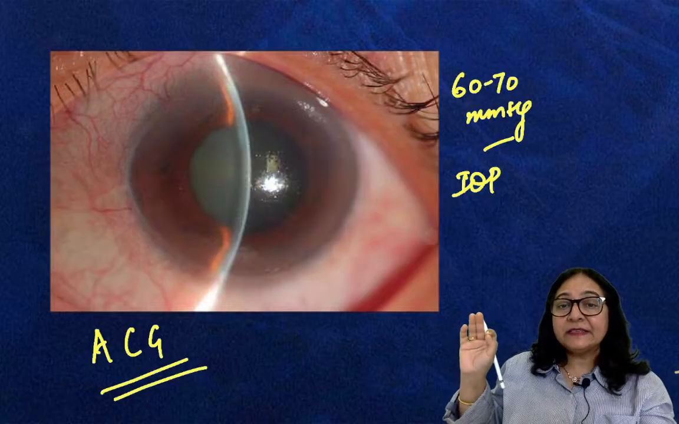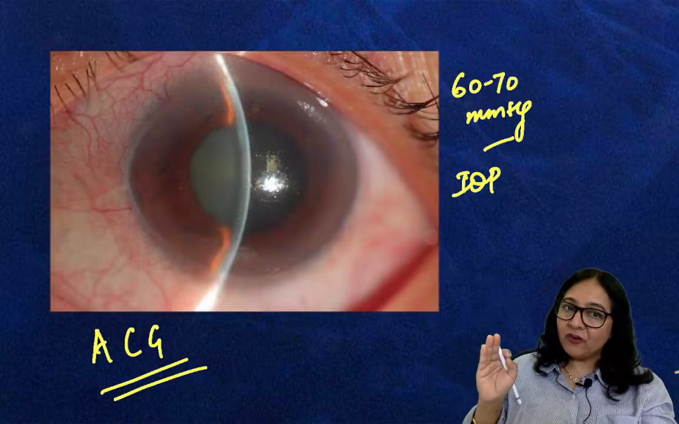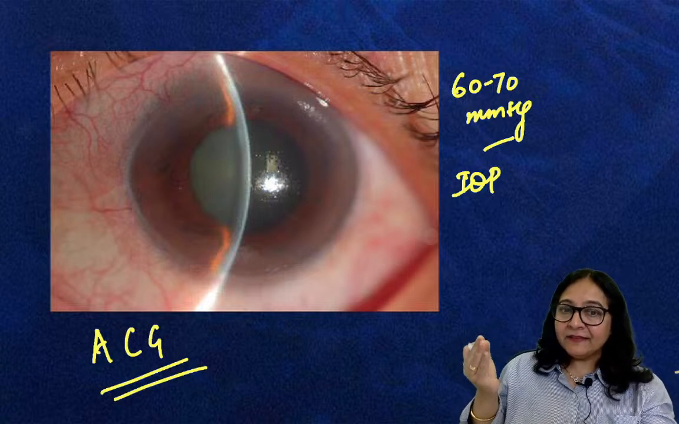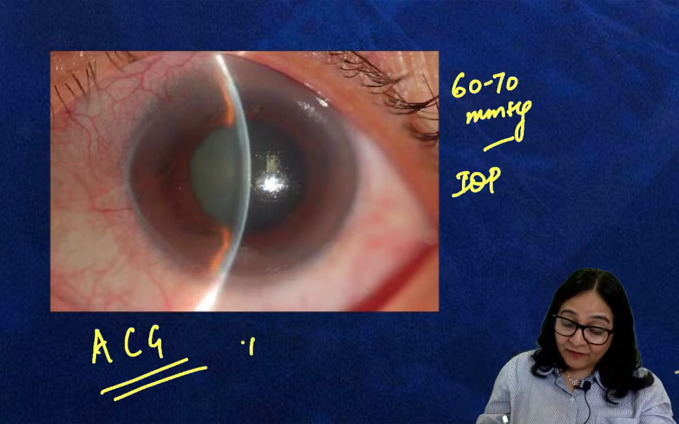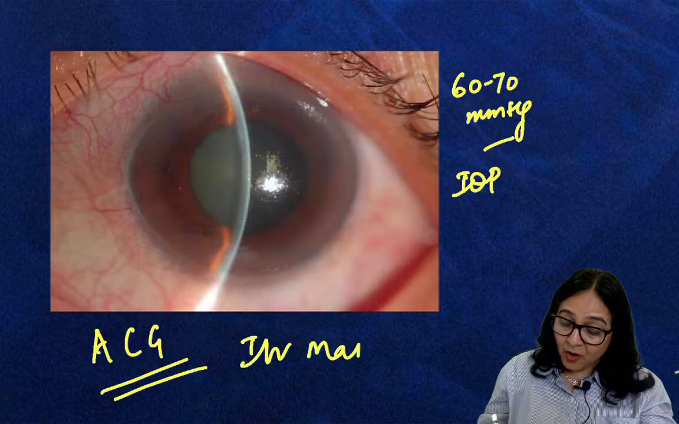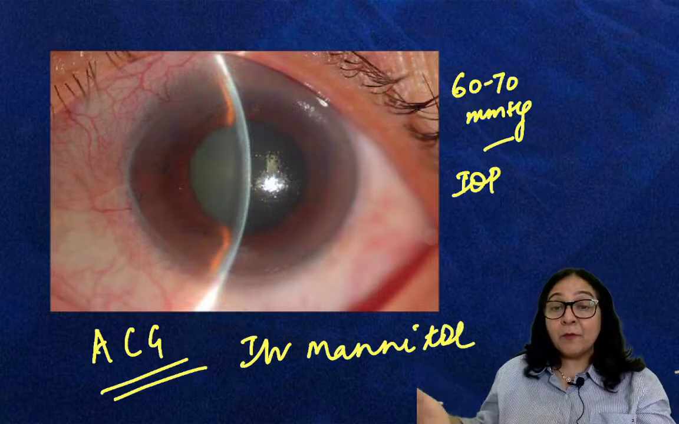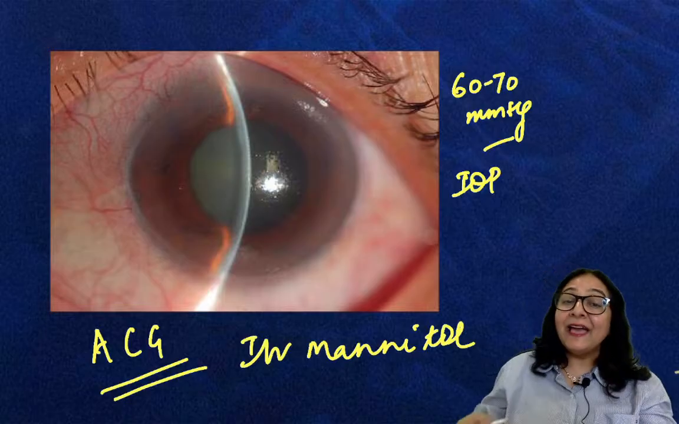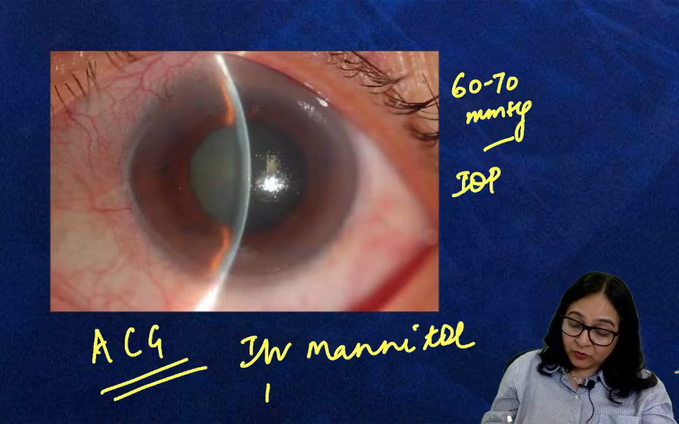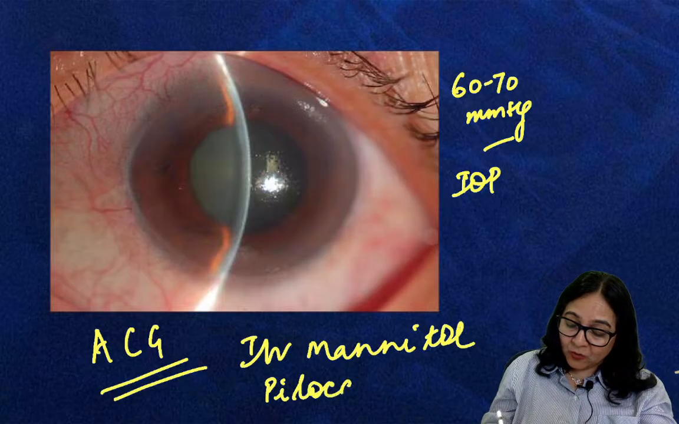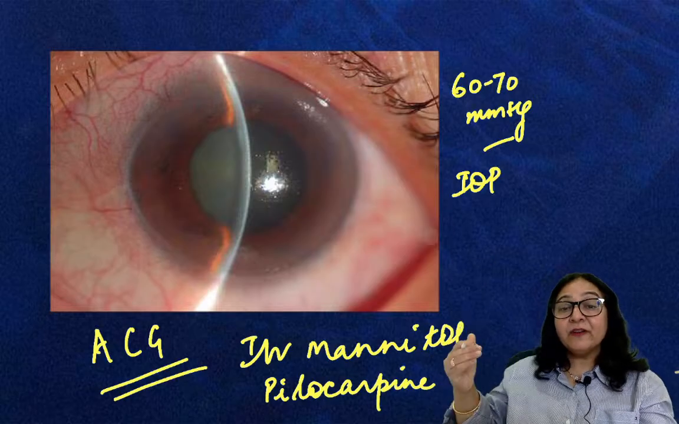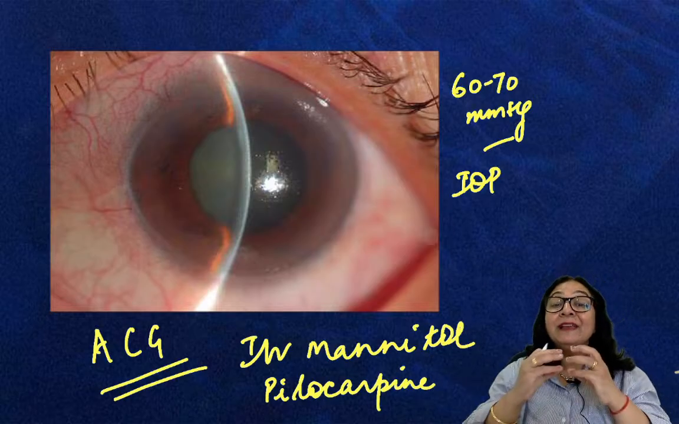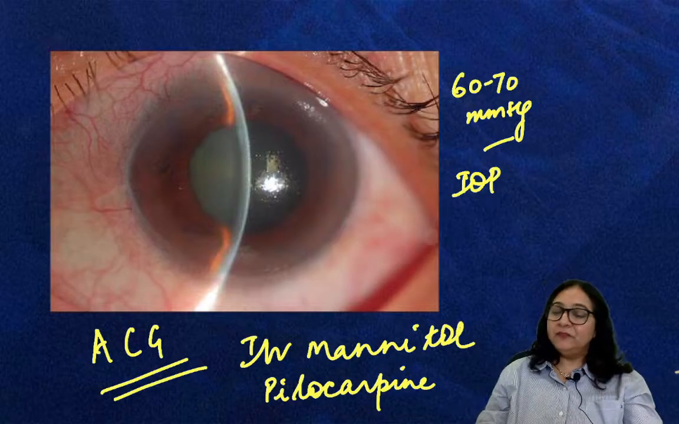So here the first step will be to bring down the intraocular pressure very fast, and for that we will use IV mannitol or Diamox to control the pressure, and then you start the patient onto intensive therapy with pilocarpine, because once the pressure is down, then the pilocarpine will constrict the pupil and relieve the pupil block.